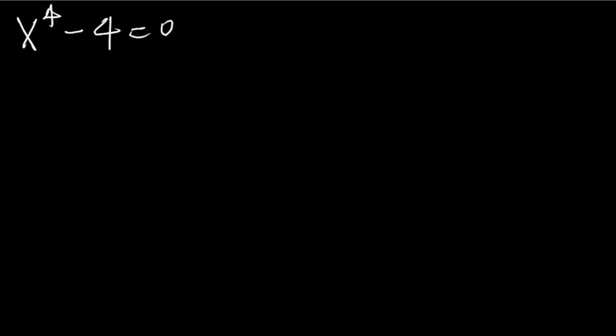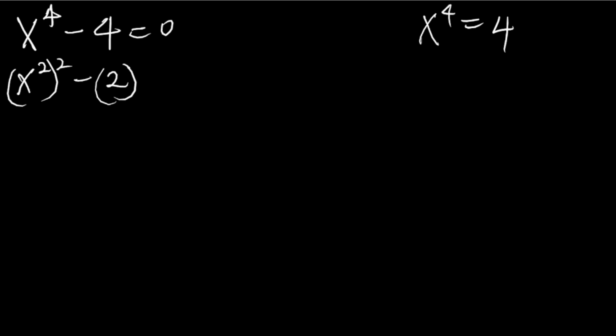So now, how can we go about solving this question? Okay, should I say that x raised to the power of 4 is equal to 4? No, I don't think I want to do that. I can say (x^2)^2 minus 2^2 is equal to 0, because x raised to the power of 2 multiplied by 2 is still x raised to the power of 4.